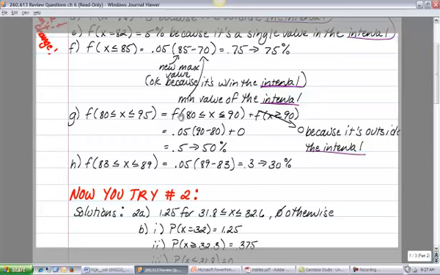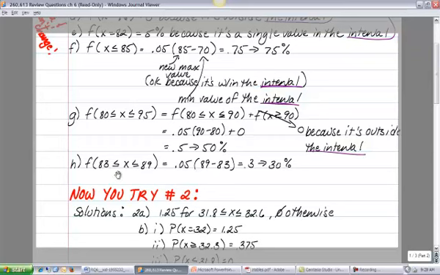How do I know that? Because there is a 50% probability it's between 80 and 90 plus a 0% probability that it's greater than 90 because that would be outside my interval. Then H, what is the probability of x having a value between 83 and 92?